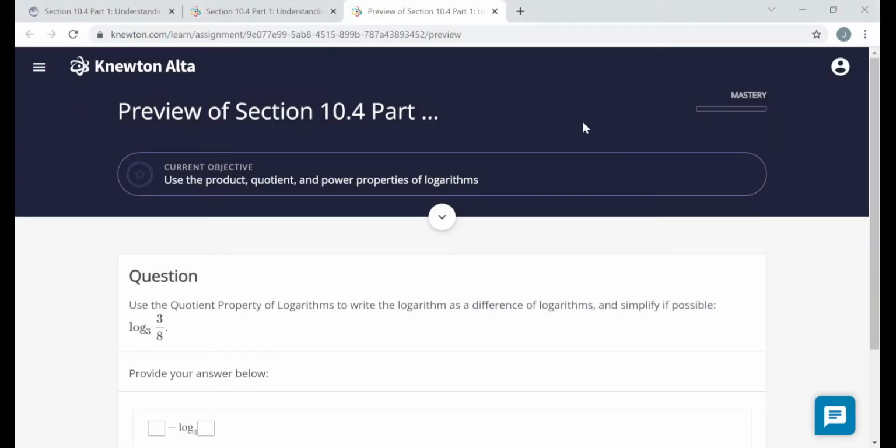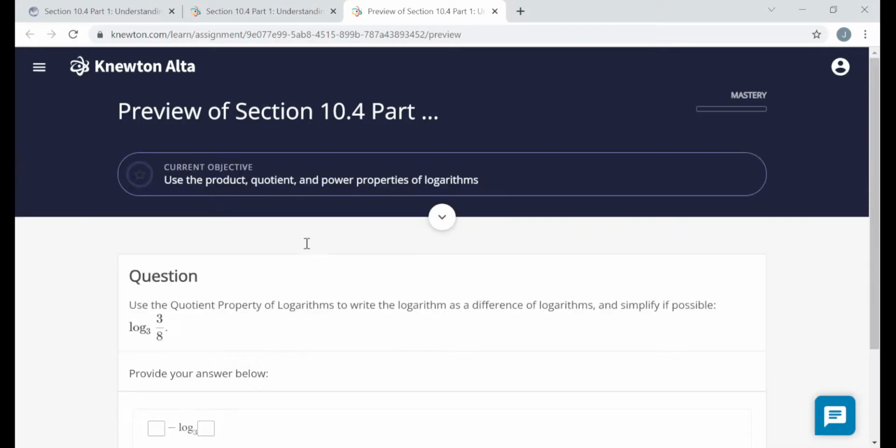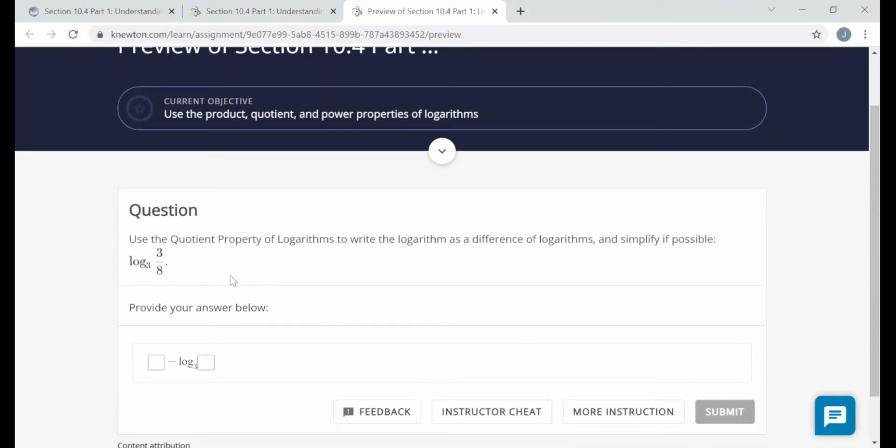Alright, so here's the assignment page. You will not see the words preview of. You're just going to see the title of the assignment. Then you have the mastery bar, which tells you how far along you've gotten in the assignment. And then you have the objectives. And it looks like there are 2 objectives for this particular assignment. And then whatever the current objective is, you have a question beneath it related to that objective.